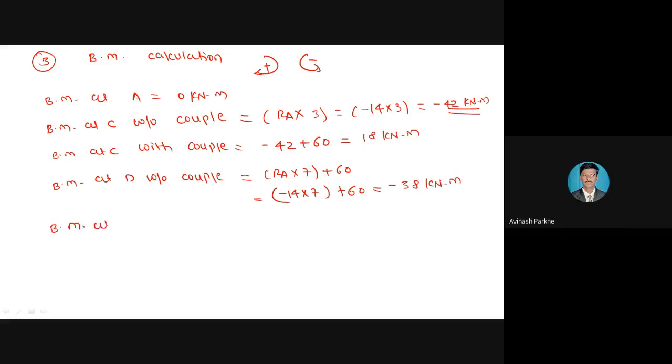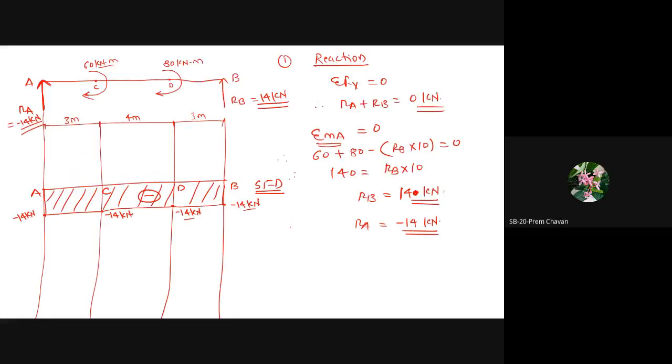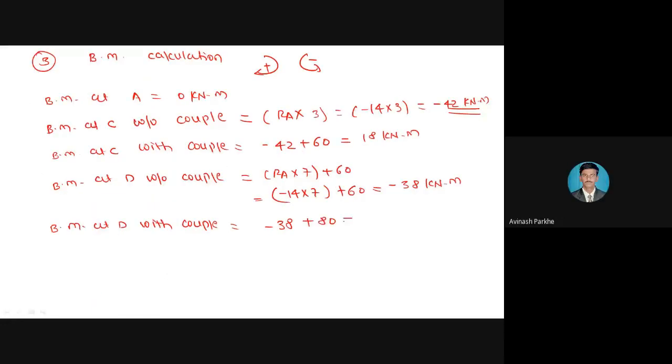BM at D with couple. So minus 38 already I have calculated. Then with couple means plus 80. Minus 38 plus 80 is equal to how much? 42. 42 kilonewton meter. And last point, BM at B is equal to 0 kilonewton meter. Now this is the BM calculation.